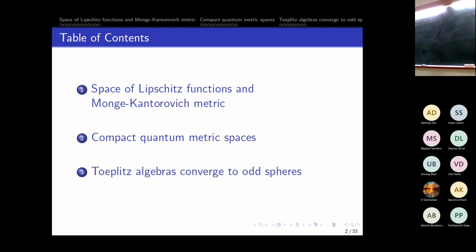This is basically an overview of what we are going to talk about. We'll start with the classical case. What was the basic motivation for this? We start from the Lipschitz functions and something called the Monge-Kantorovich metric. Then we'll go to the compact quantum metric spaces, and as the title says, the quantum Gromov-Hausdorff distance. And in the last section, we'll talk about the sequence of operator algebras that will converge to the odd sphere.